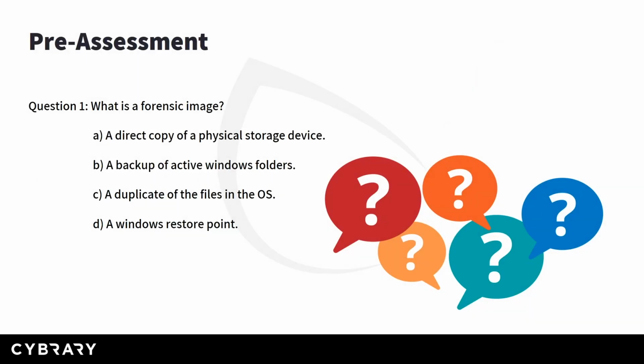So, here's a pre-assessment question for you. What is a forensic image? Do you think it's A, a direct copy of a physical storage device, or maybe B, a backup of active Windows folders, or maybe C, a duplicate of the files in the operating system, or D, a Windows restore point? If you said A, a direct copy of a physical storage device, you are correct. We are going to see why next.